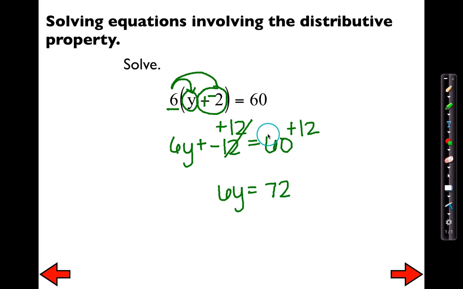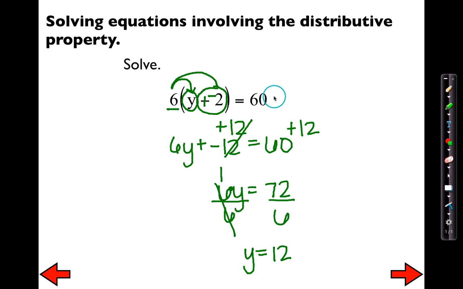Now, once we've gotten rid of the constant, the next thing would be to get rid of the coefficient. Basically, that's when we're going to be undoing multiplication or division. So this means 6 times y. So to isolate y, I want to make a 1. So the only way to do that is to divide by 6, because 6 divided by 6 is 1. 1 times y is just y. That's exactly what I needed. I'm going to divide both sides by 6, which is going to leave me with y equals 12.